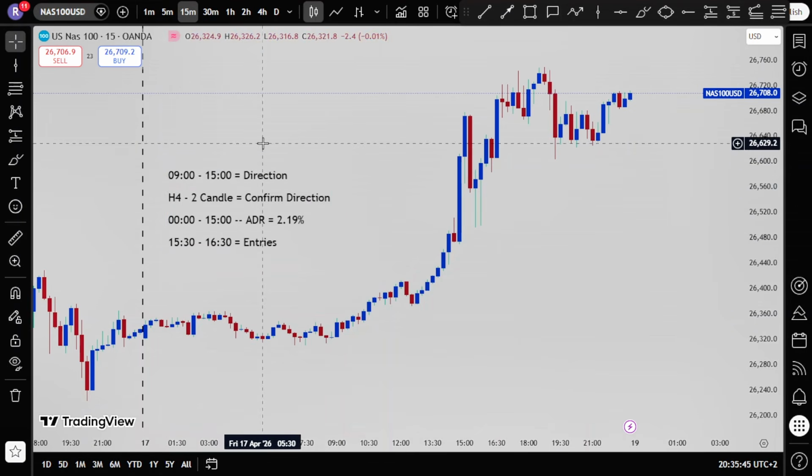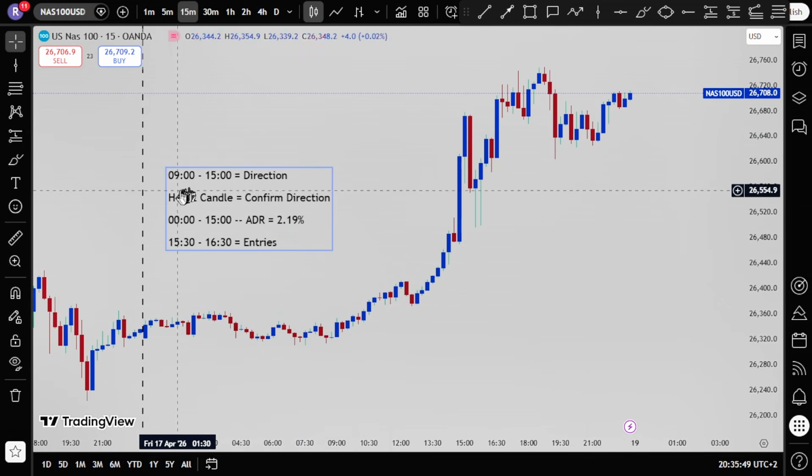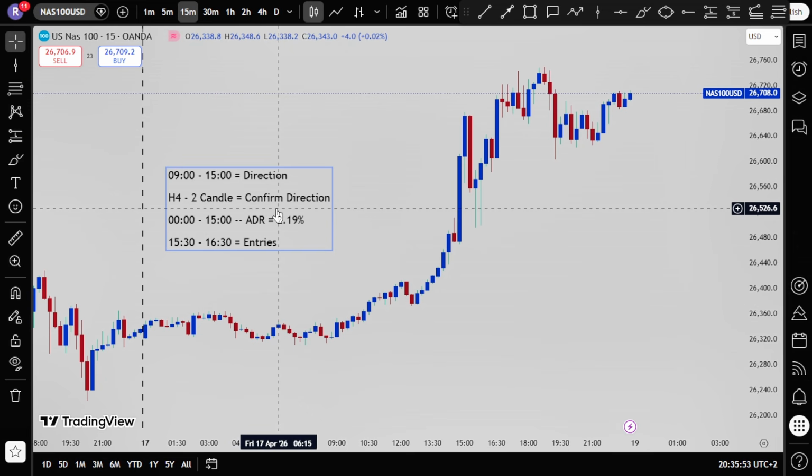Firstly, 9:15, that's for the direction of the market on the 15-minute time frame. H4, we are looking at two candlesticks to confirm the direction of the market. I'm going to show it to you in a minute. What exactly are we talking about?